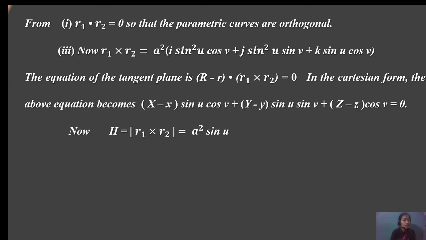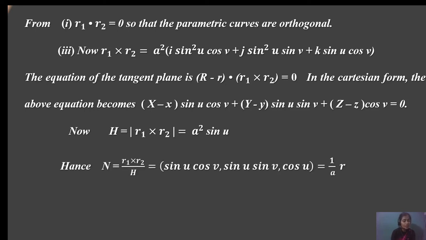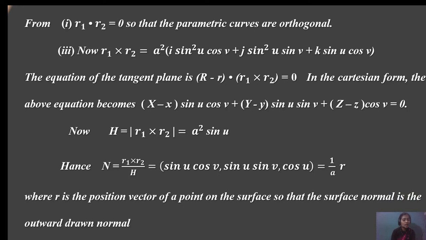Now H equals the magnitude of r1 cross r2, which equals a squared sin u. Hence the unit normal N equals r1 cross r2 upon H, which is (sin u cos v, sin u sin v, cos u), equal to 1 by a times r, where r is the position vector of the point on the surface. So the surface normal is the outward drawn normal.